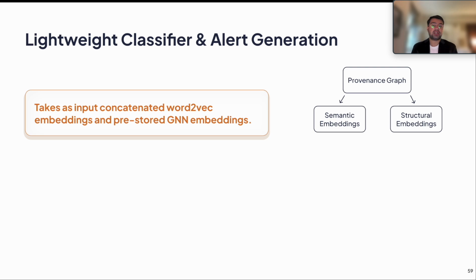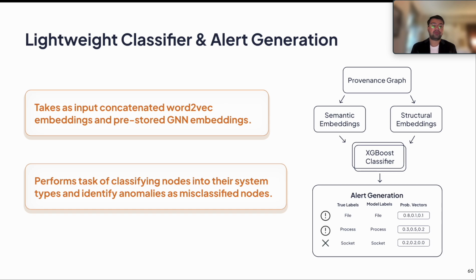The lightweight classifier for alert generation takes as input concatenated word2vec embeddings and pre-stored GNN embeddings from the database. Then it performs the task of classifying nodes into their system types and identifies anomalies as misclassified nodes. So the intuition here is that the model was not able to classify these nodes correctly because it has not seen these patterns or behavior during the benign phase of the system, and thus it raises alerts for them.